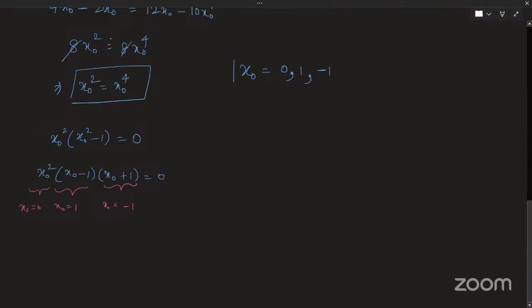Is that a correct solution to this equation? Why is that not a correct solution to this equation? It is a correct solution, right? It satisfies this criteria, right? Minus 1 square is 1. And similarly, minus 1 raised to 4 is also 1. So both of these are equal. It satisfies the original equation that's been given to me. So it's a correct solution, right? So I get three values of x naught.